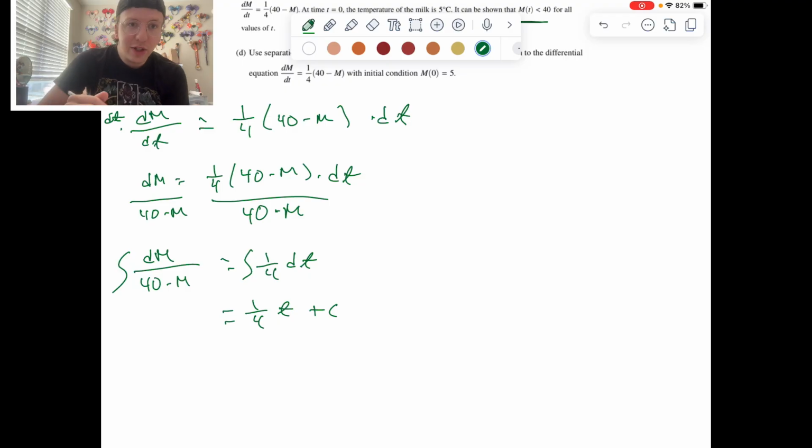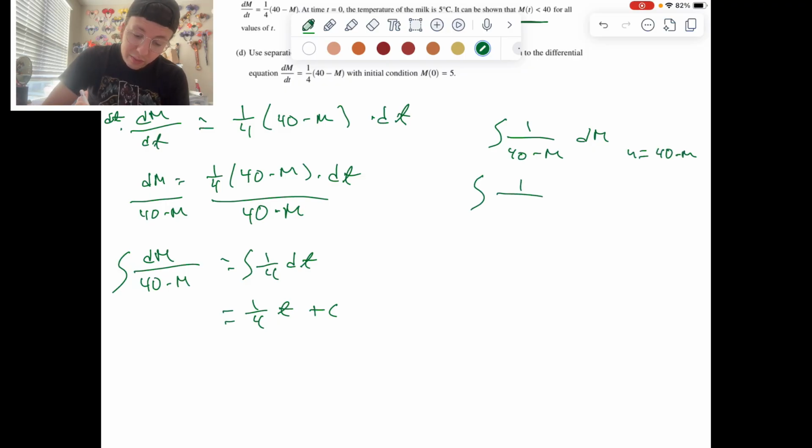The other side's a little bit more challenging, so let's do that real fast. I'm going to rewrite that as the integral of 1 over 40 minus m dm. I'm going to have to use u-substitution here, so I'm going to let u be equal to 40 minus m. Now I need to replace our dm with du, so we have to take the derivative with respect to m.